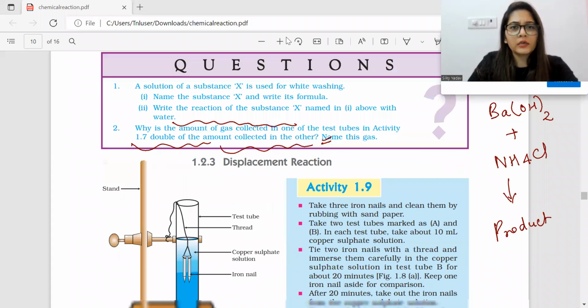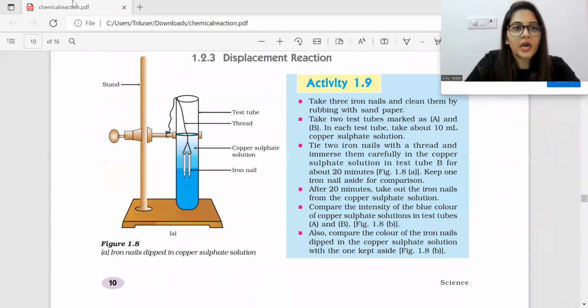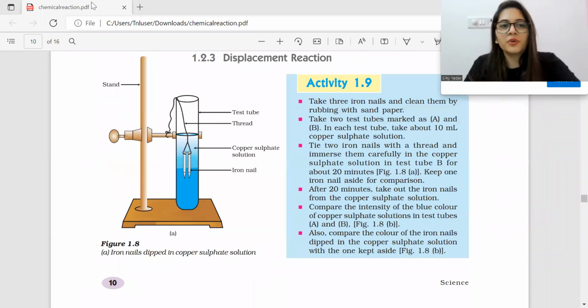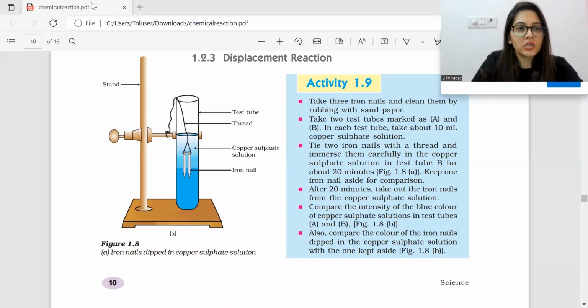Now, let's do another kind of reaction, that is a displacement reaction. For this, first you should be aware of the reactivity series, which I'll tell you. Just learn this line.